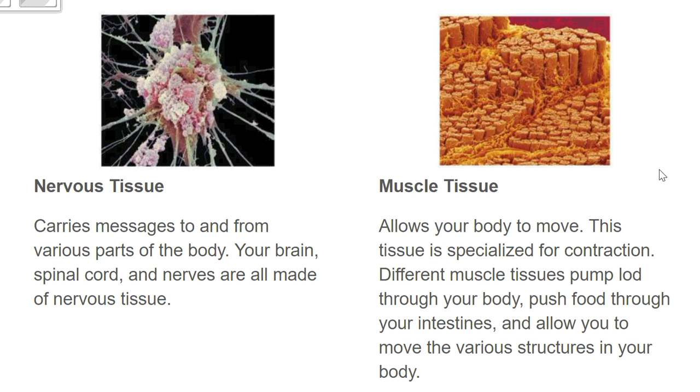And last, we have muscle tissue. Muscle tissue allows your body to move. This tissue is specialized for contraction. Different muscle tissues pump blood through your body. They push food through your intestines and they allow you to move the various structures in your body. So the muscles are what keeps anything moving. Anything in your body that is moving is done because of a muscle.